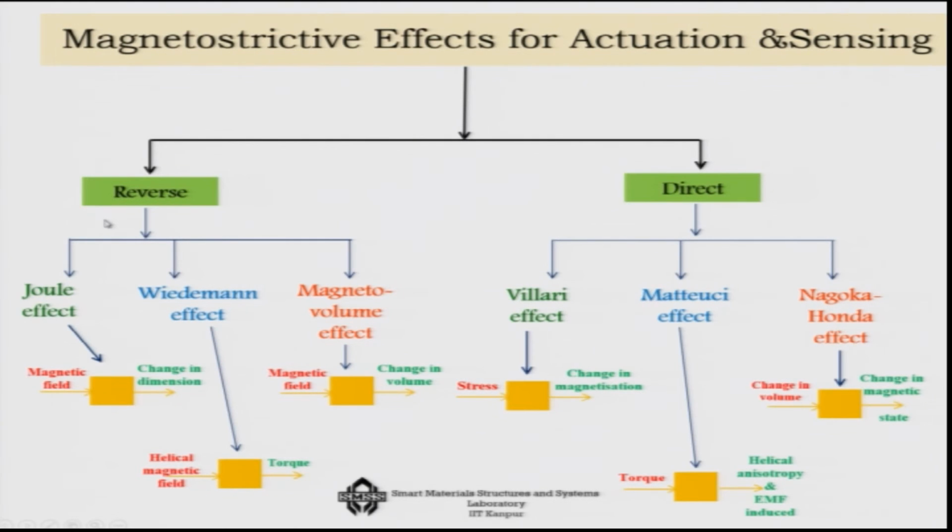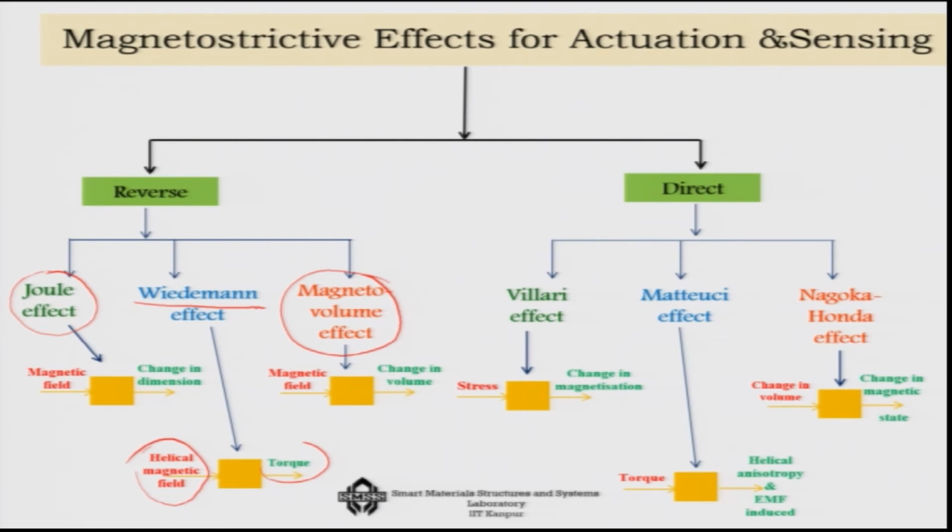So, this magnetostrictive effect, we can distribute into several effects. The first effect that I told you, the change in length, is the Joule effect. What if instead of a change in length the volume changes? Then it is called the magneto-volume effect. And what if I do not want to change the length, but I want to twist it? The application of a helical magnetic field can do that. That is also known as the Wiedemann effect.